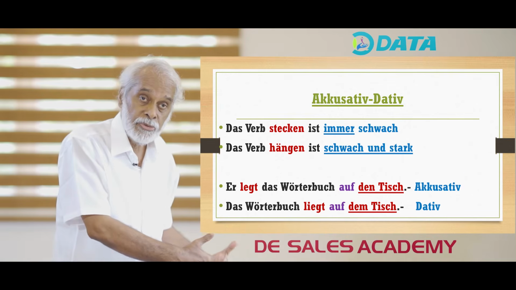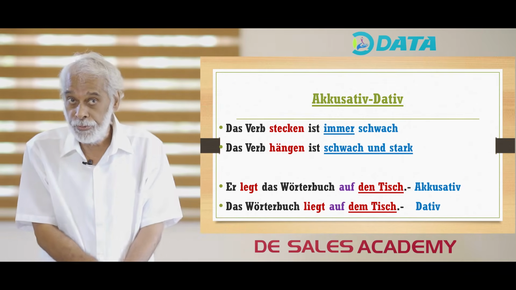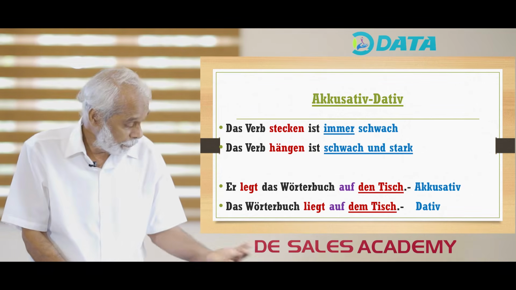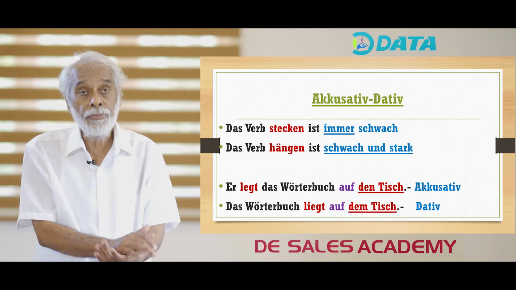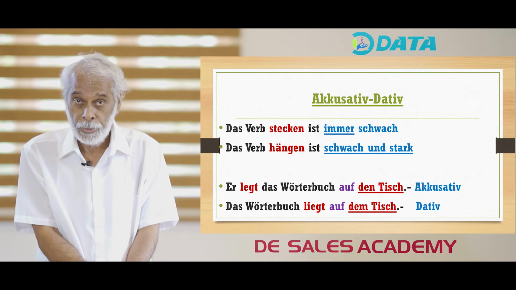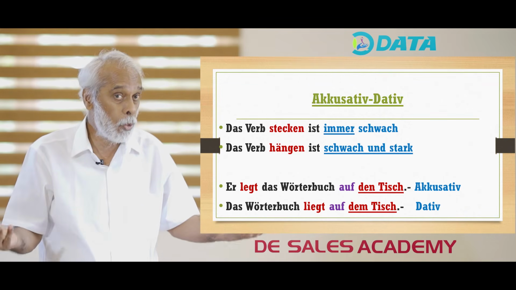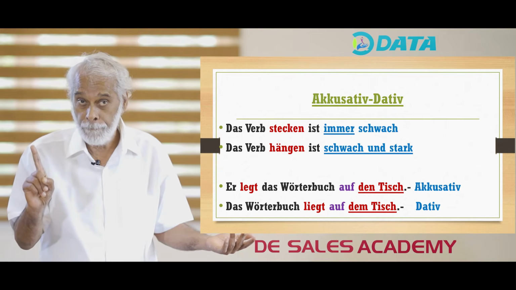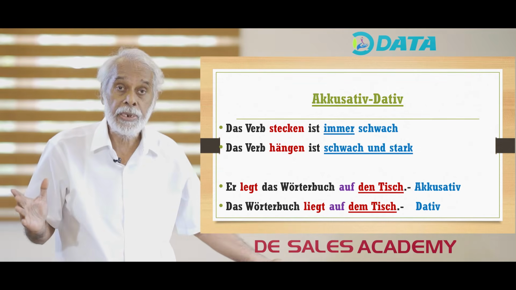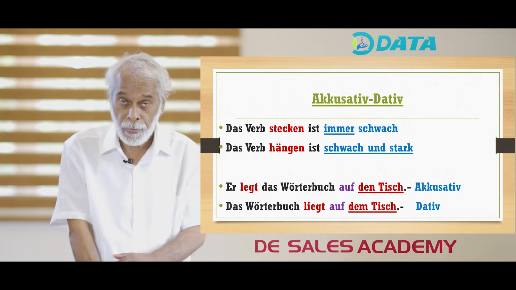And now the action is over. Wo liegt das Wörterbuch jetzt? Das Wörterbuch liegt auf dem Tisch. Liegt. Wo liegt? Die Frage ist wo and not wohin. Wo liegt das Wörterbuch? Es liegt auf dem Tisch. Dativ.